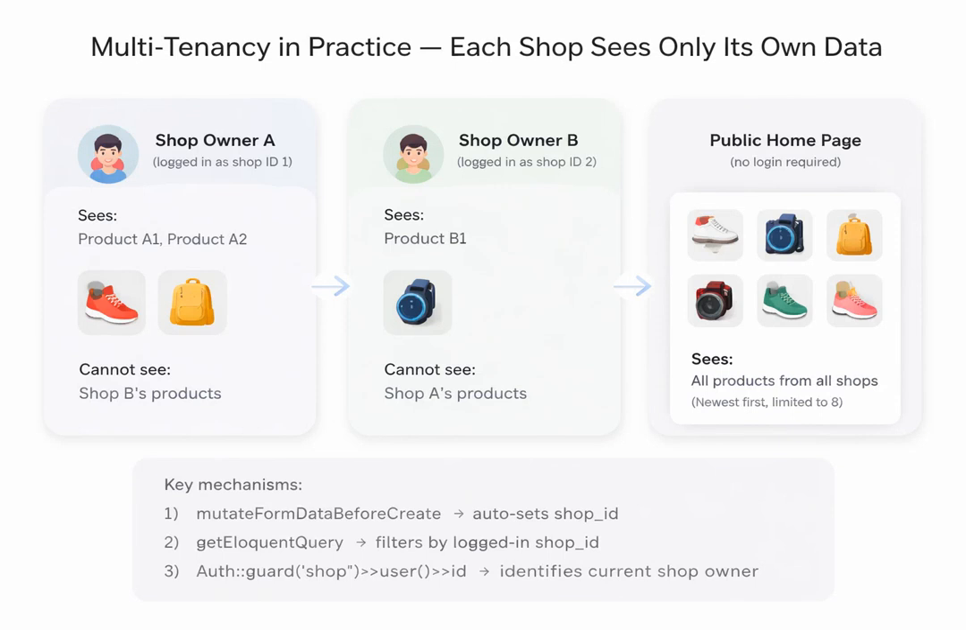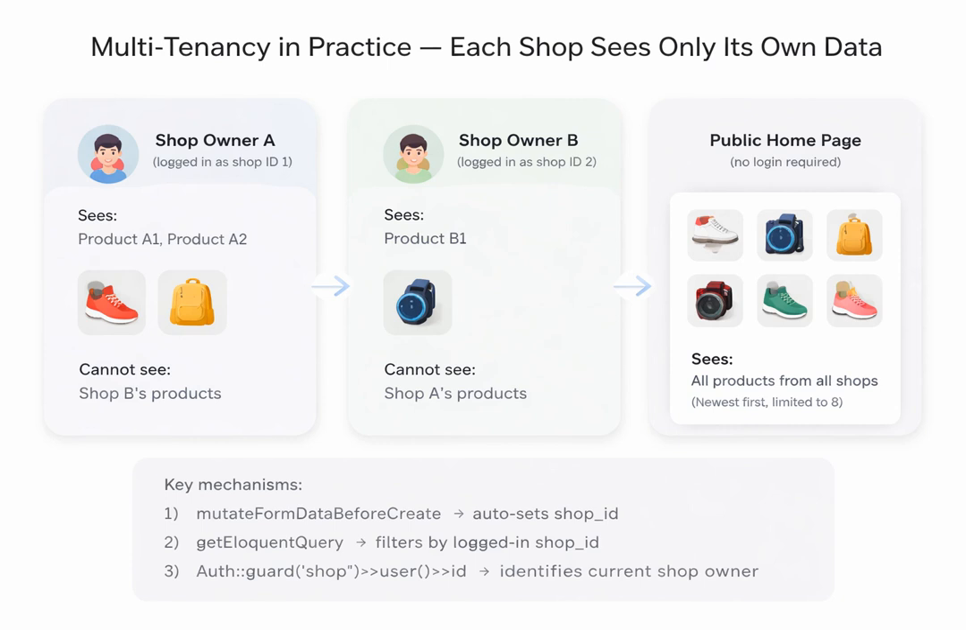To bring it all together, here's the multi-tenancy picture. Each shop owner, when logged into the admin panel, only sees their own products. This is enforced at 2 levels. First, when creating a product, the shop ID is automatically set to the logged-in owner's ID. They can't assign it to someone else. Second, when listing products, the query is filtered so only records belonging to that shop owner are returned. Meanwhile, on the public-facing storefront, all products from all shops are visible to any visitor. That's the whole point of a marketplace.